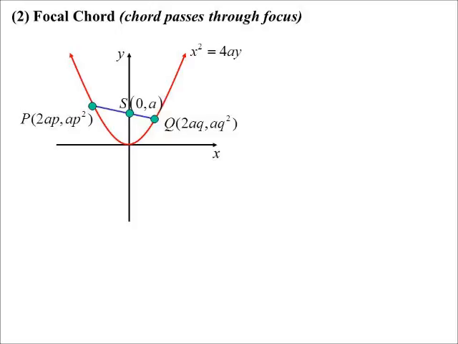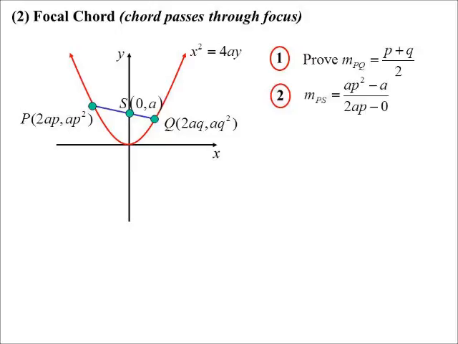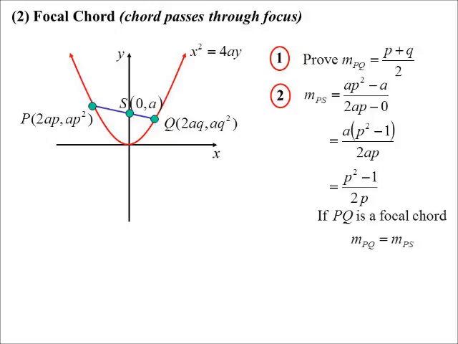What you usually have to do in some question involving a focal chord, somewhere in the question, there'll probably be a part where you have to come up with a relationship between p and q. So what do I do? Well, I'd go and find the slope, like we just did. Remember, it ended up being the average of the parameters. But then I'd go and find the slope of PS, or the slope of QS. It doesn't really matter. So what do I get? (ap squared minus a) on (2ap minus 0). And that one tidies up to be (p squared minus 1) on 2p. But PS and PQ are the same line. So therefore, those two slopes are equal.